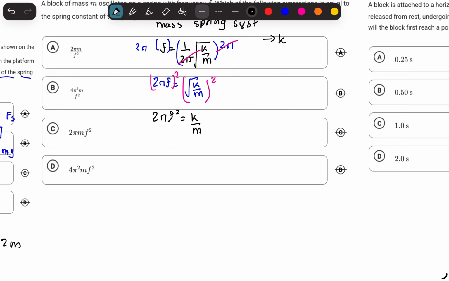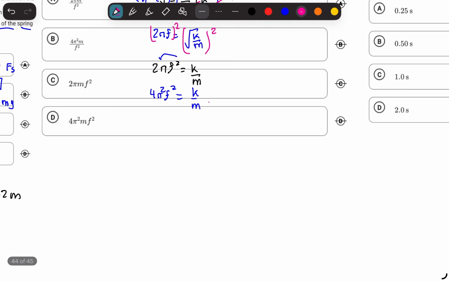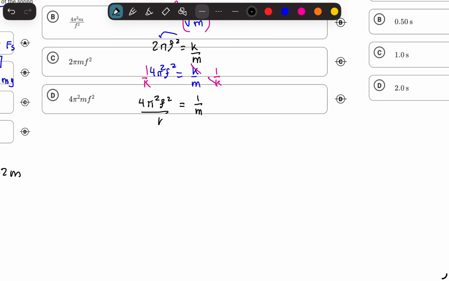After this, you can square that. So that's going to be 4 pi squared f squared. And then you're going to have k over m. But what you want is just what k is. So you can multiply that by 1 over k. So that cancels out, and you're going to have 1 over m is equal to 4 pi squared f squared over k. But what you want is not what 1 over m is. You want what k is. So you can multiply both sides by m.